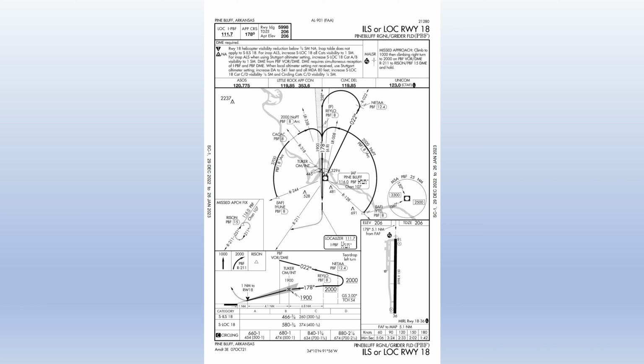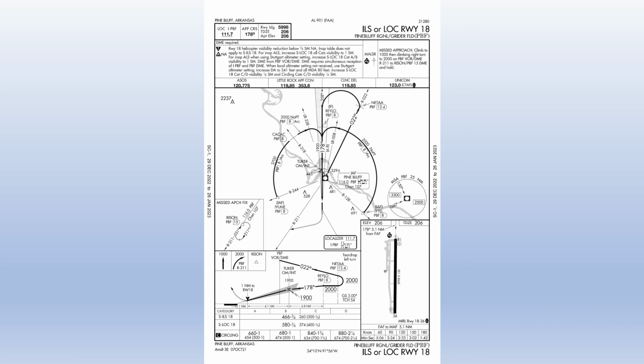In theory, you should roll out on the inbound course when you come around to that heading, but that's never quite worked out for me in the real world. So usually what I do is I'll start that standard rate turn at the fix, but I'll roll out on about a 30-degree intercept, roll out about 30 degrees early until I'm able to intercept that approach course and then start tracking that inbound.